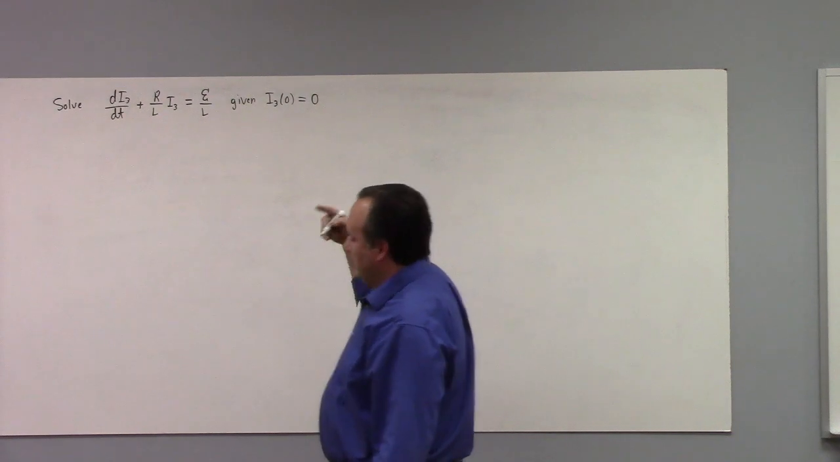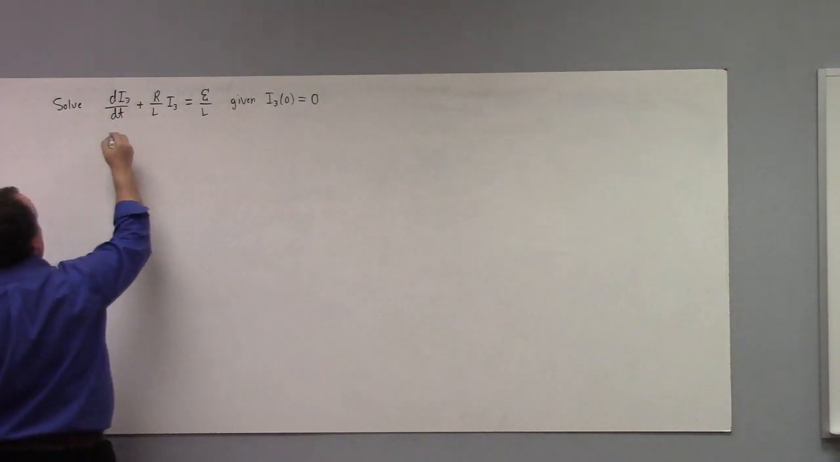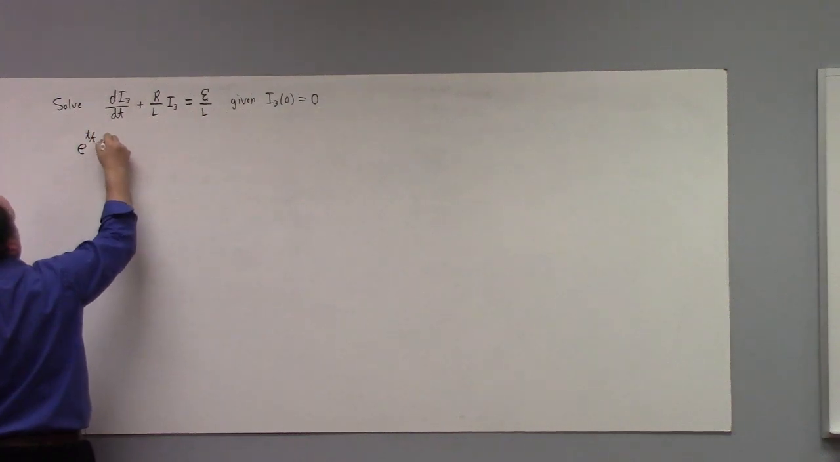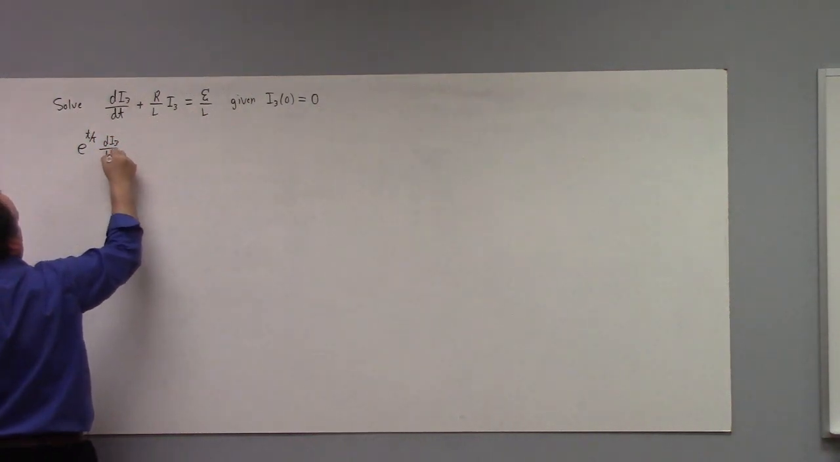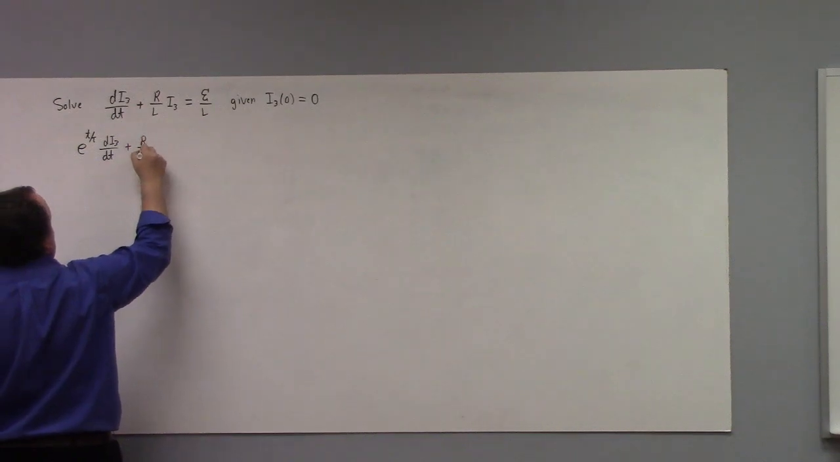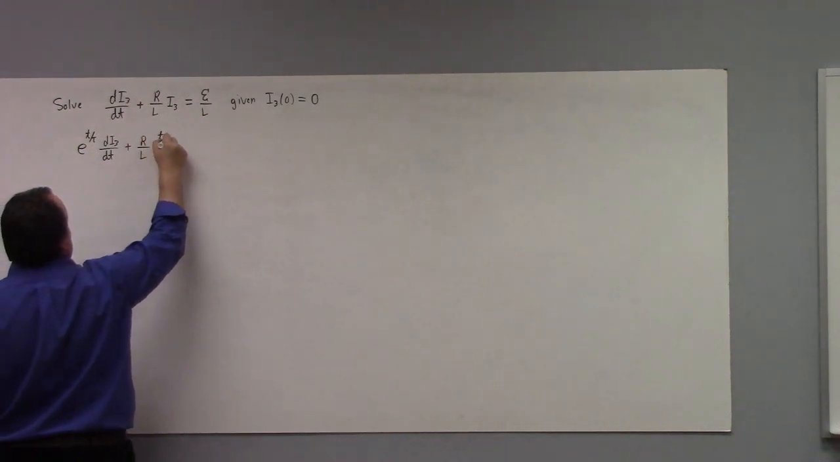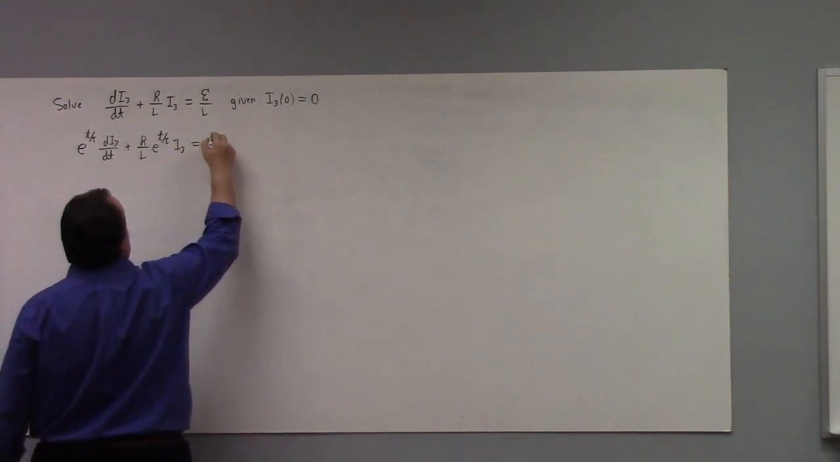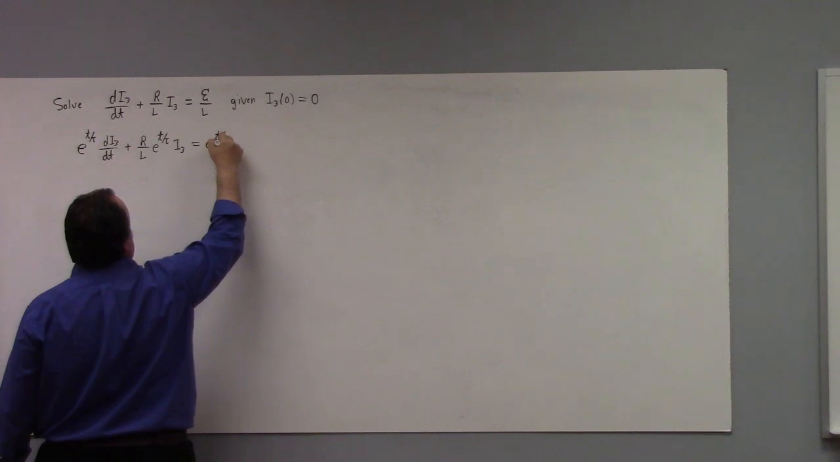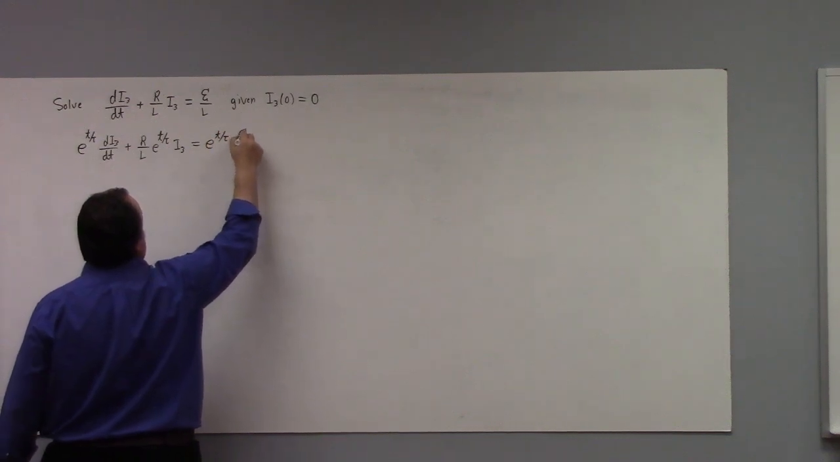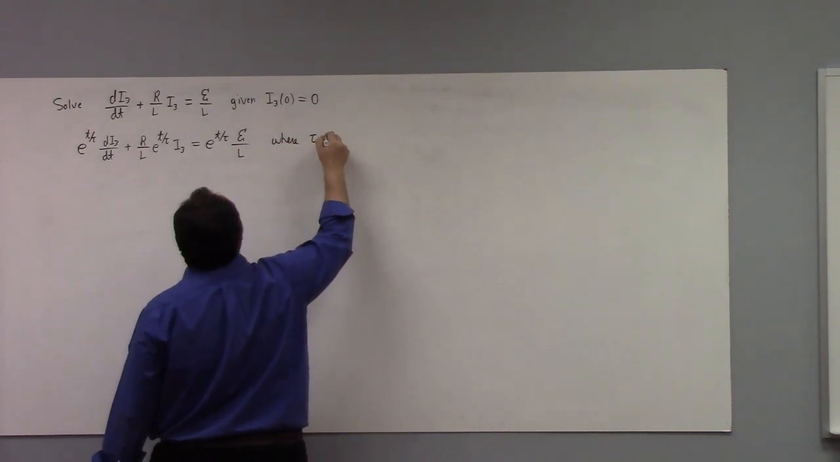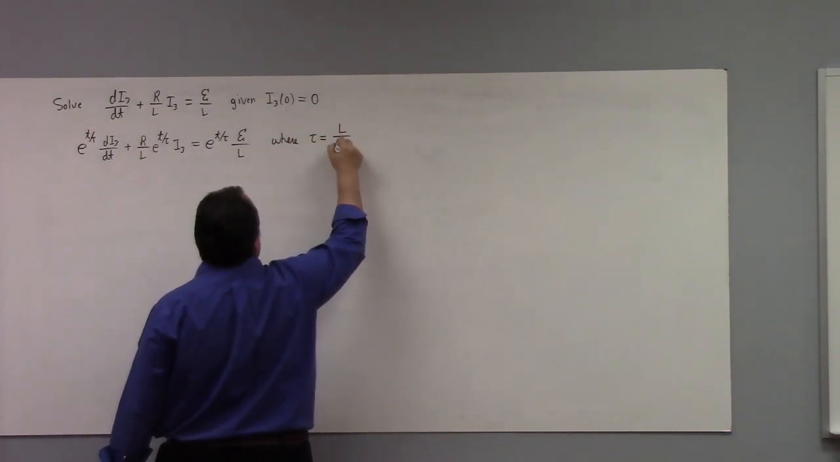Okay, anyway, so usual song and dance. We multiply by e to the t over tau: di3/dt plus R over L e to the t over tau I3 equals e to the t over tau times E over L, where tau is the time constant, defined to be L divided by R.